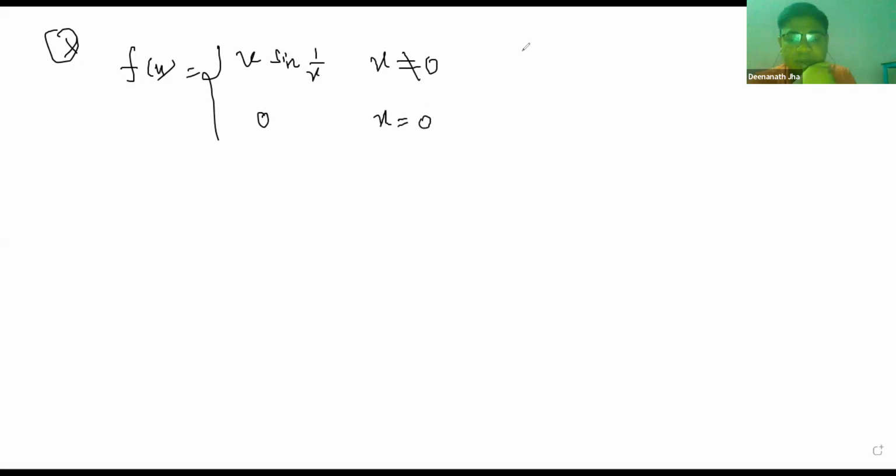This is the question from the example. Now, you have to show that it is continuous. Take 2 minutes and solve it. I am telling you this is continuous, definitely, but you have to show how it is continuous. Okay.